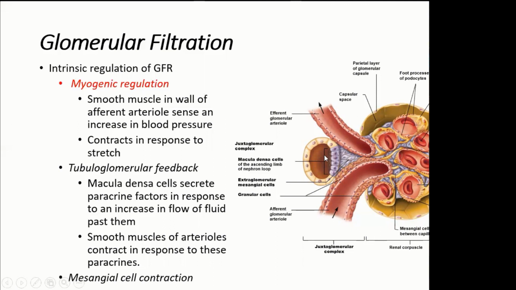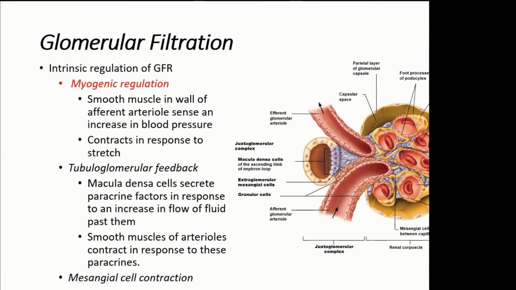So if we have a lot of fluid coming up through the end of our nephron, the macula densa will respond by secreting these paracrine factors, and they are going to cause the arterioles to contract. That's going to cut off blood flow to the glomerulus, which is going to have downstream effects. So this is another way we can get the blood to slow down, increase resistance coming into the nephron, so that we can decrease the glomerular filtration rate.